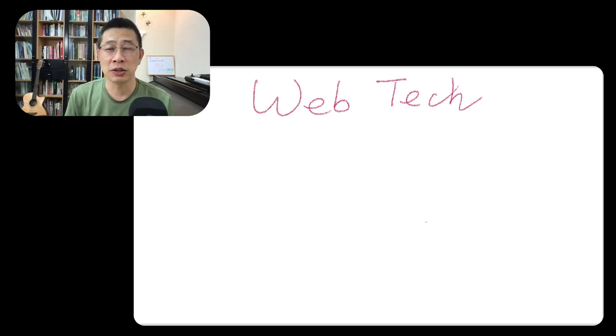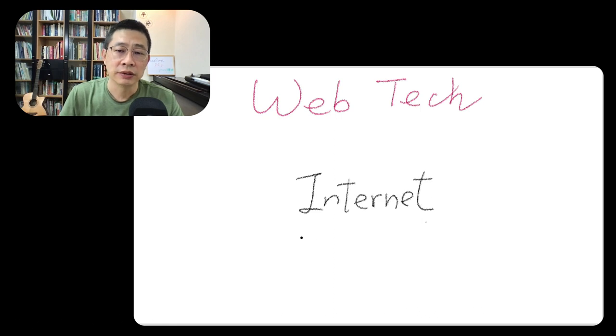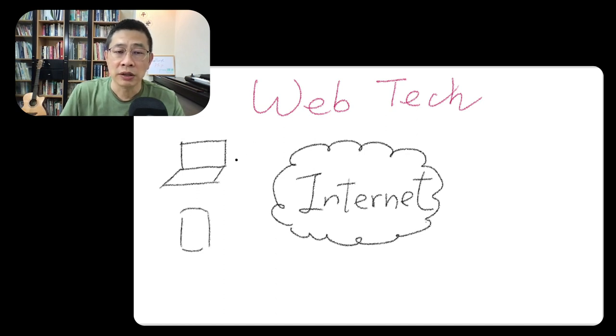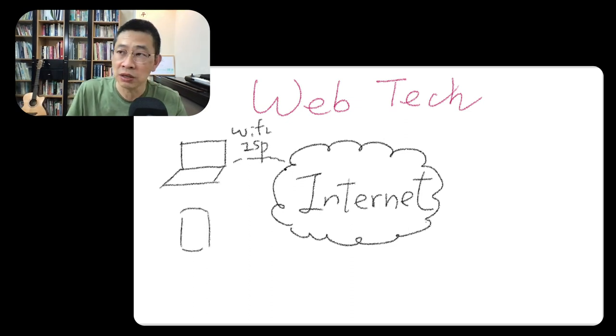People talk about the design of web pages, building up websites, but let's put it very simply, okay, about the web technology. So basically, we need to have an internet. Okay, internet is like a cloud, and we have our computer, maybe laptop, maybe your cell phone, or iPod, whatever. But anyhow, you are connected to the internet, wired or wireless, maybe through Wi-Fi and through your ISP, which provides you the internet connection, maybe 5G, okay, whatever.